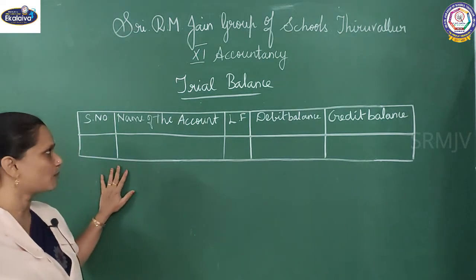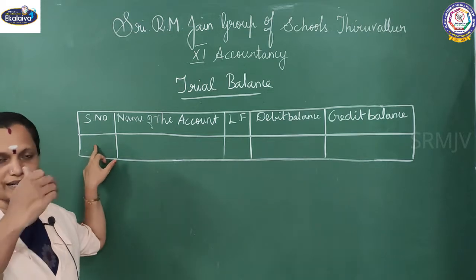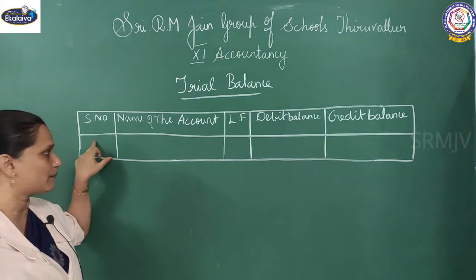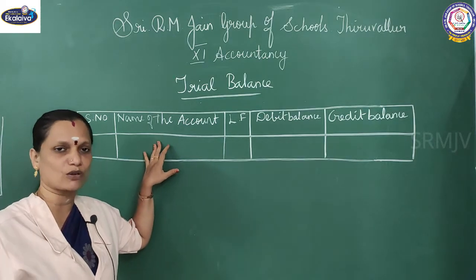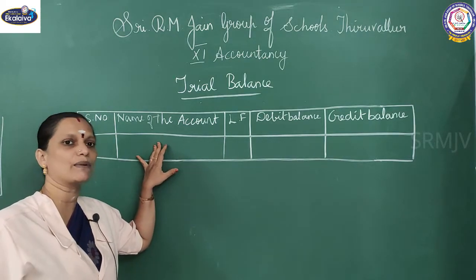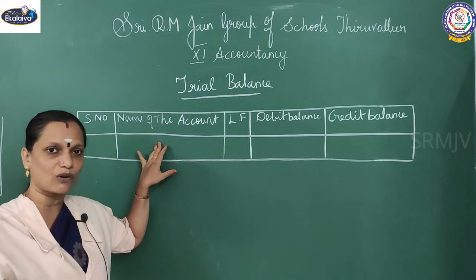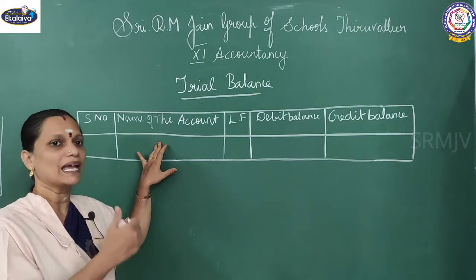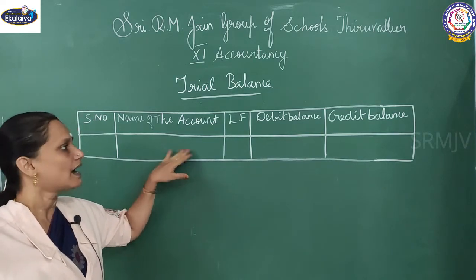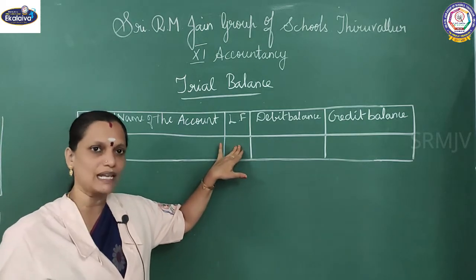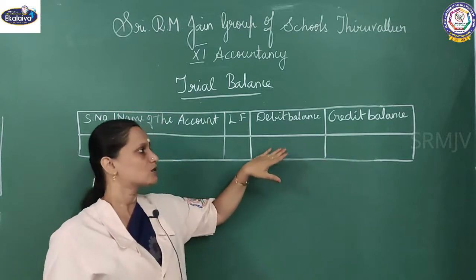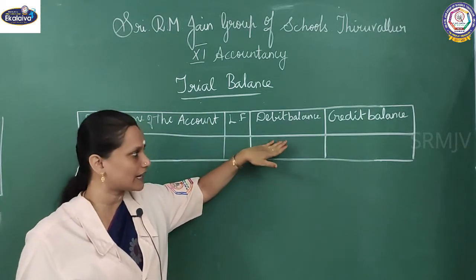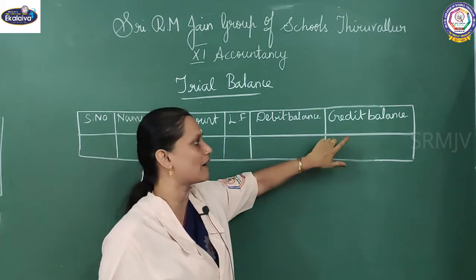Okay, this is the format children, serial number. How many transactions we are going to enter, that number we are going to write here, and then the name of the accounts. For example, purchase account, sales account, bills receivable account, payable account, like that. Whatever accounts we entered in the ledger, everything we are going to write here. And then ledger folio, the page number of the ledger, and then the debit balance and then the credit balance. If there is a debit balance, we have to write it here. If it is a credit balance, you have to write it here.